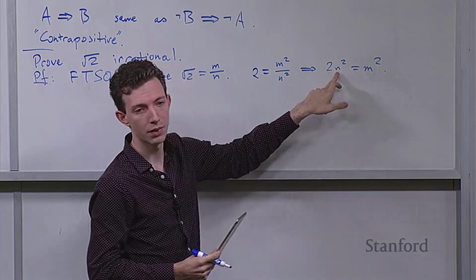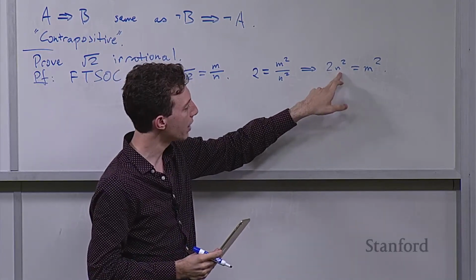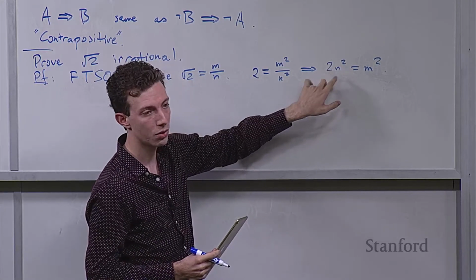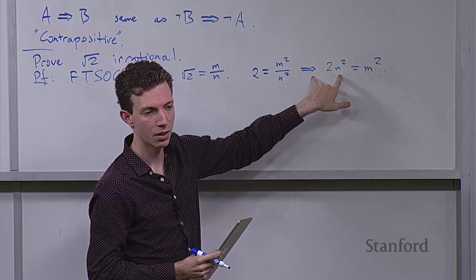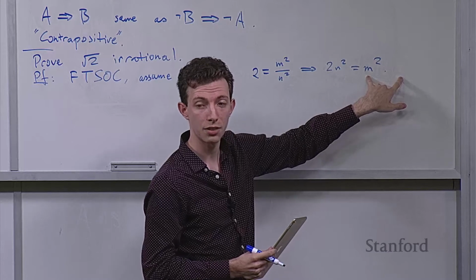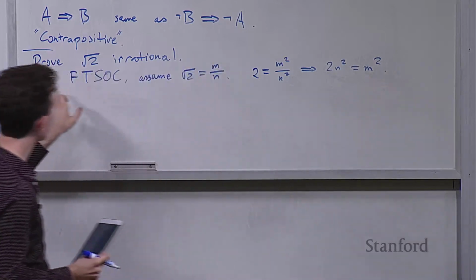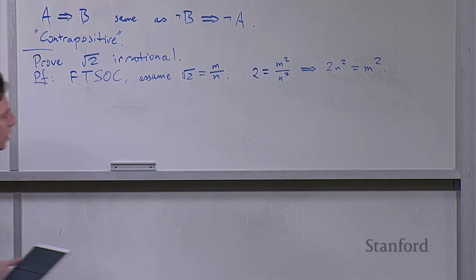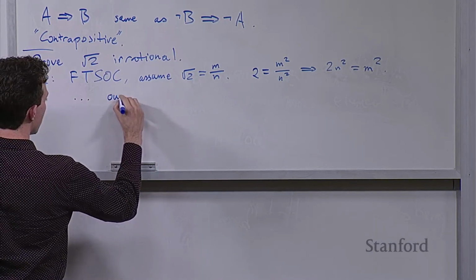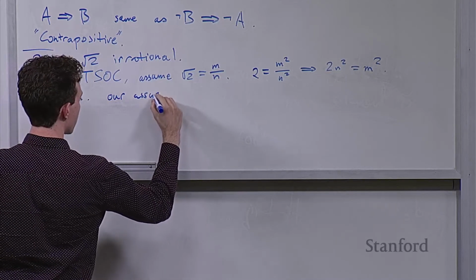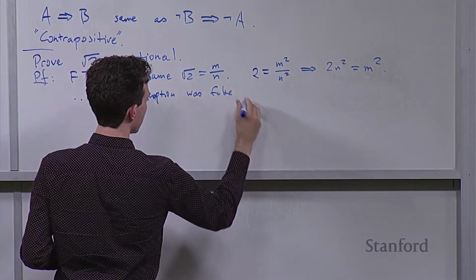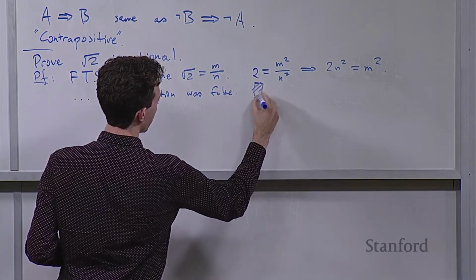Now look at n squared. By the exact same reasoning we just applied, n squared has to have an even number of prime factors, which means that this side, with the addition of the factor 2, now has an odd number of prime factors. So we have an odd number of prime factors equals an even number of prime factors. That's a contradiction, and that means that our initial assumption could not be true. So our assumption was false. And that concludes the proof.